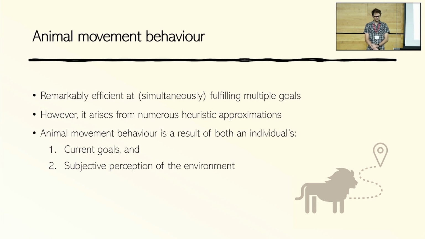Rather, it's based on a number of heuristics. And behavior is the result of the current goals of the animal as well as its subjective perception of the environment. As I say, this perception could be subject to numerous flaws or biases. And these are the things that we'd like to highlight in our considerations.